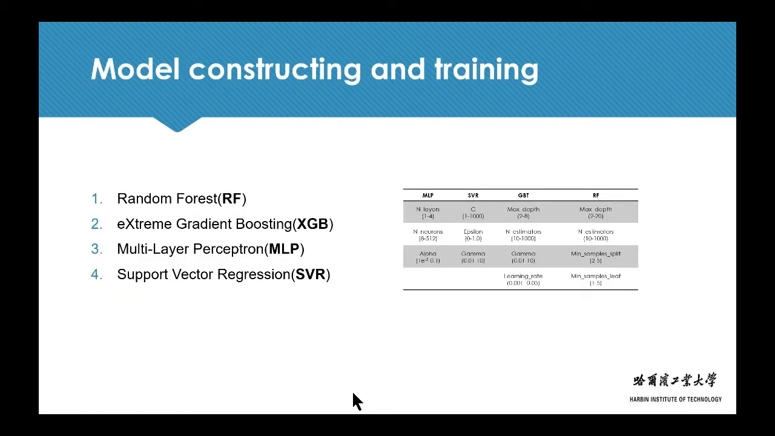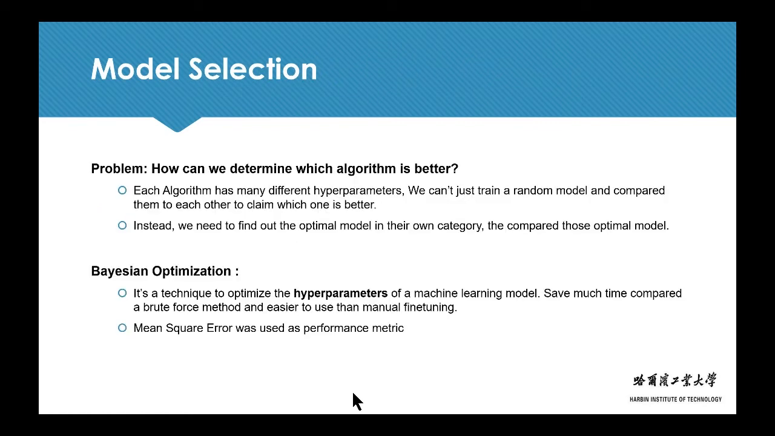The algorithms we chose to experiment with are random forest and extreme gradient boosting, which are ensemble-based models, and multilayer perceptron, which is one kind of neural network, and support vector regression, which is a very classic machine learning model. Given so many choices of algorithm, it's hard to determine which can perform better. Thus, a systematic method must be used to fine-tune and compare all models. We chose the Bayes optimization method, which was proved to be much more efficient than brute force methods and manual fine-tuning, and use mean square error as a performance metric.